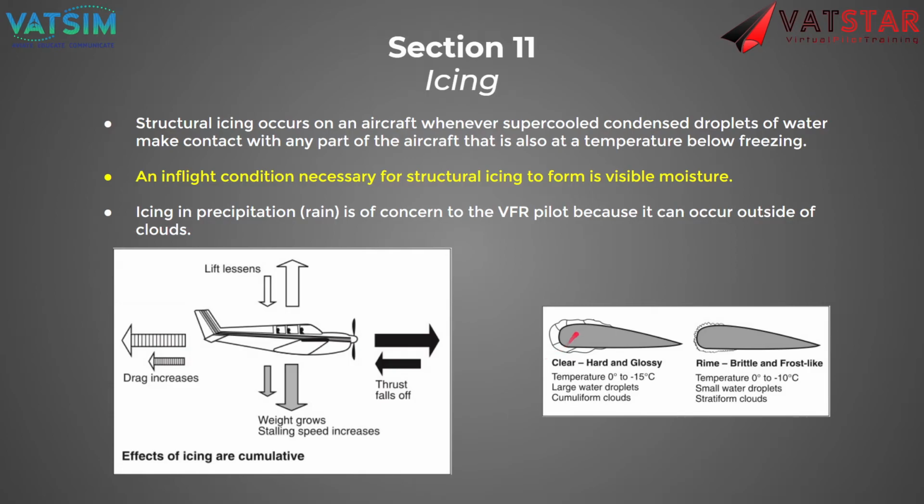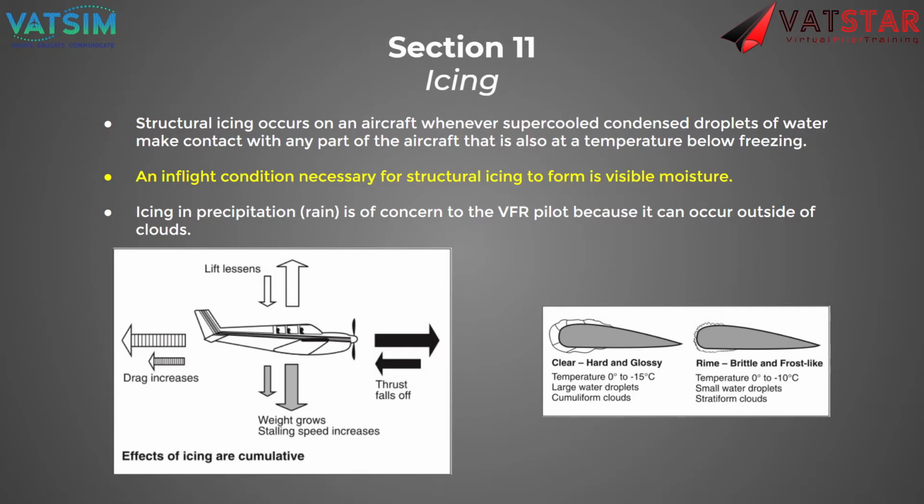And if you look here on the right, there's two types of main ice. There's actually three, which is a combination of these two. Clear ice is hard and glossy, which is, it's literally clear. It's like one of those solid ice cubes that are clear that they put in alcoholic drinks. The temperature ranges from 0 to negative 15 degrees Celsius. They're typically formed with large water droplets, and they're in unstable air or cumuliform clouds.